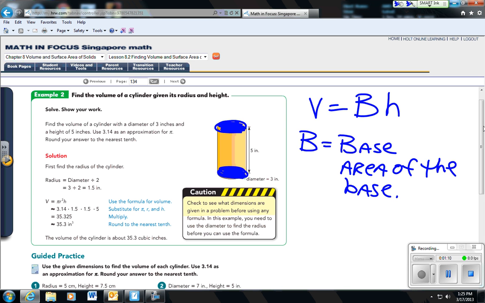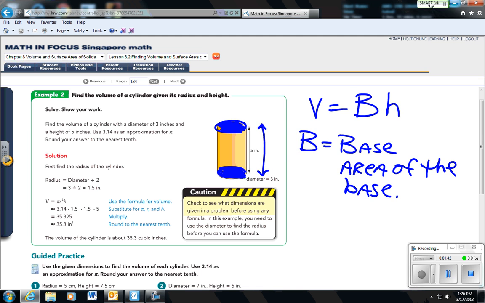When you're finding the volume of cylinders and prisms, you find the area of one of your bases, and then you multiply it by how tall it is. How tall it is is the distance between the two bases. In the cylinder here, the distance between the two circles is 5 inches. You can't always think of height as meaning vertical. If that cylinder is laying on its side, the height is still 5. The height is the distance between the two bases.